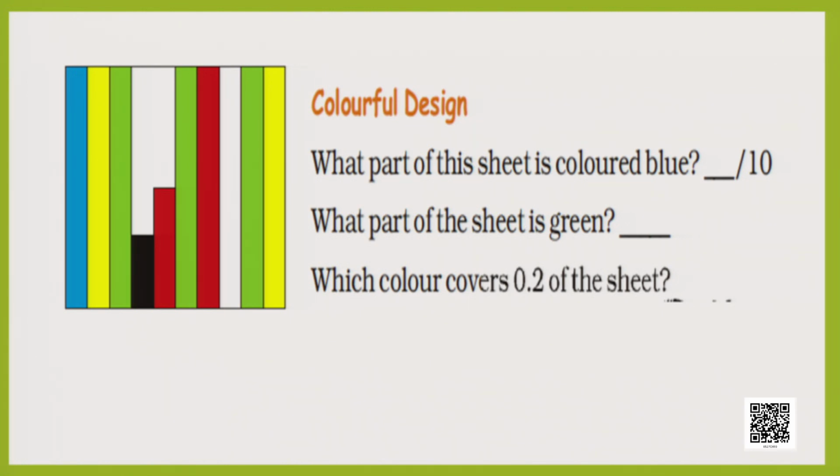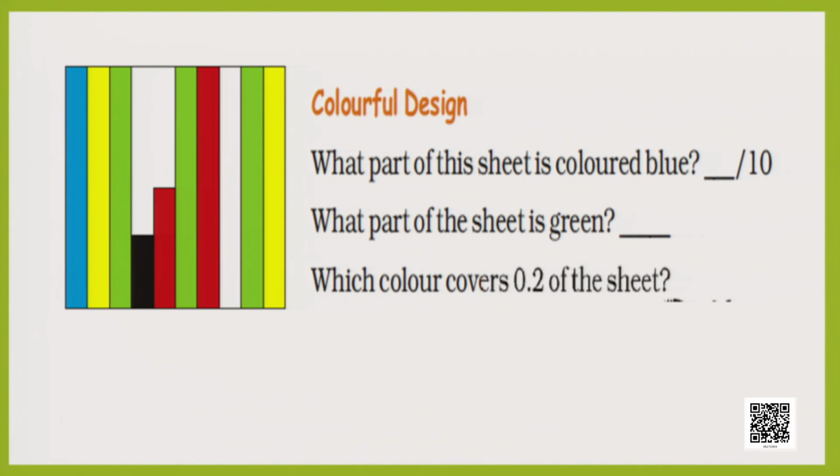Next question is, what part of the sheet is green? Now let's see how many total green strips there are. You can see from here the total number of green strips are 1, here it is 2, and here this is 3. So there are 3 green parts out of 10 equal parts. So you can very well find out 3 out of 10, and you can convert it into decimal.